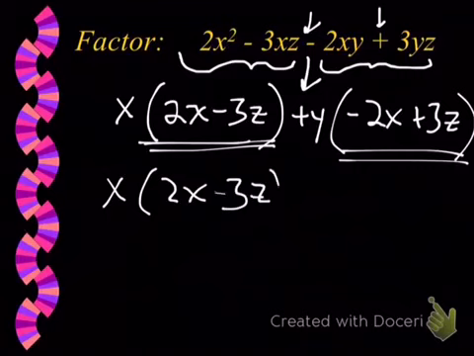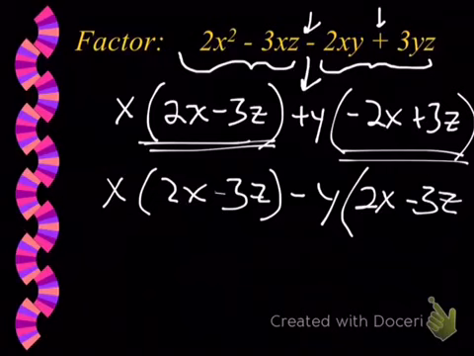How do you fix opposites? Factor out a negative 1, so that would be negative 1y, and that would make this positive 2x and negative 3z. And then you get the same thing that we got before. But as a general rule, if this third term is negative, you need to factor out a negative. And 9 times out of 10, that fixes the opposite problem right out of the blocks.